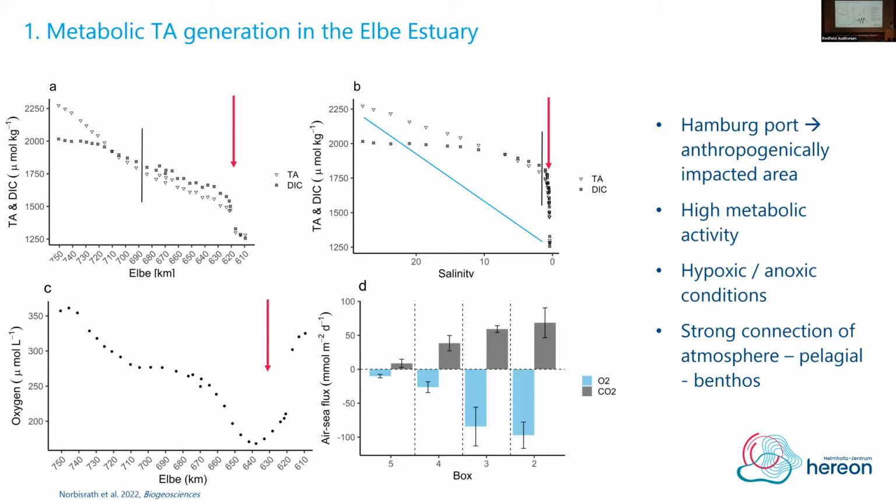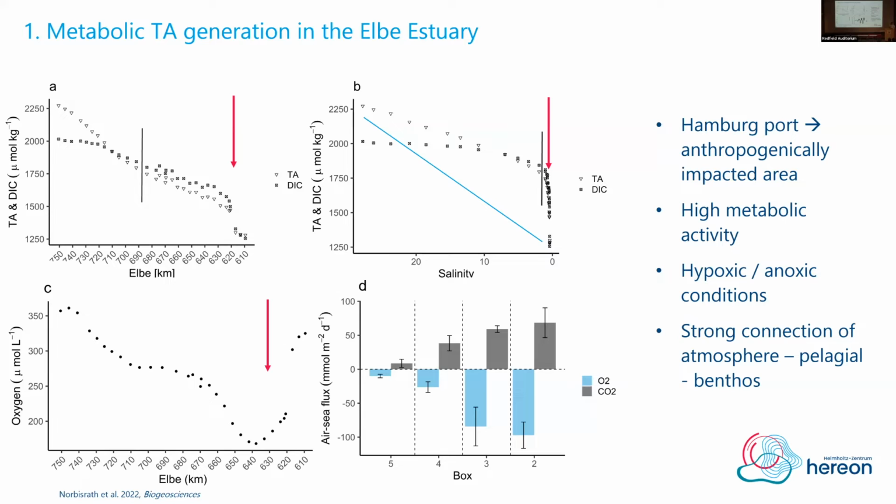This high metabolic activity in the freshwater area is also visible in the strong oxygen uptake that we observed when the river enters the Hamburg port region. So we observed a strong oxygen decrease, and this decrease is also visible in our calculated air-sea fluxes. We see a strong oxygen uptake in box 2, which is the Hamburg port and river downstream. Besides this, we see a strong carbon dioxide production in the inner estuary, with both decreasing activity river downstream.